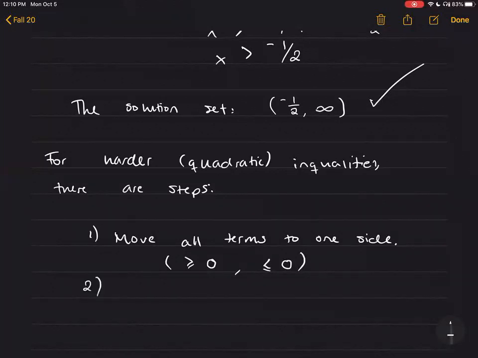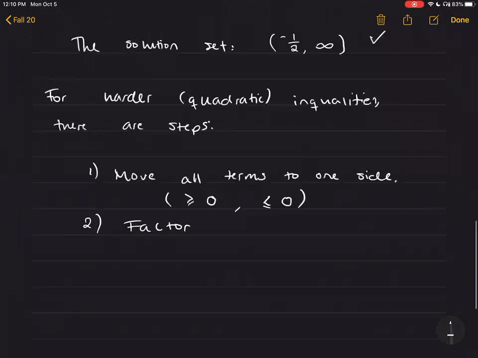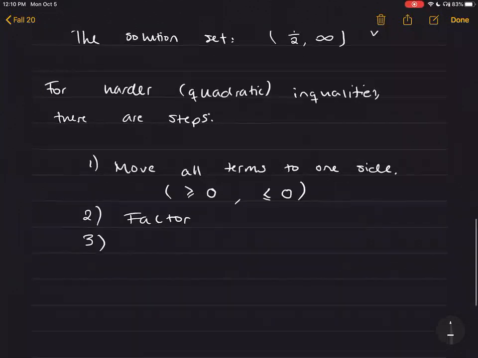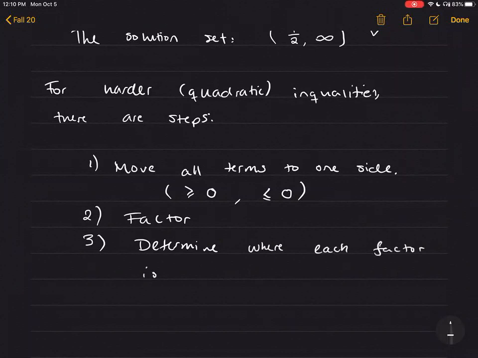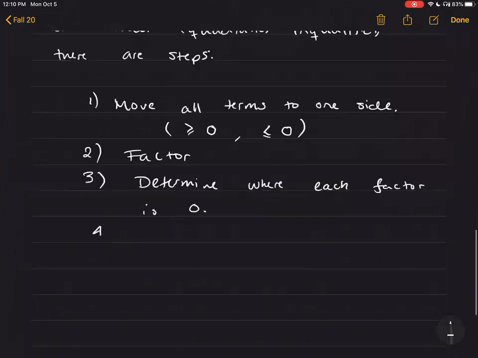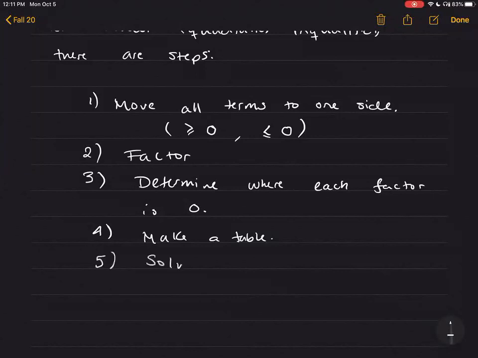Then once you have that, you're going to factor the side that isn't 0. Then you're going to determine where each factor is 0, and we'll talk more about what that looks like in a minute. And then once you have that, you're going to make a table. Again, we will talk more about that in just a sec, and then solve. But these last 3 steps will make a little more sense once I show you an example.